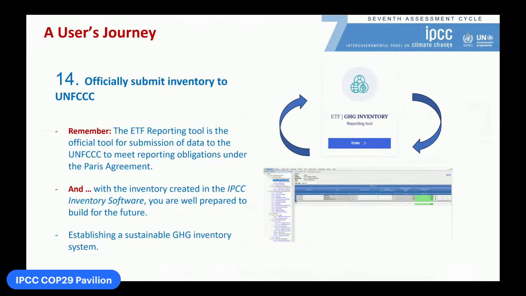You can go back and forth between the IPCC and the UNFCCC. If you've realized that you made a mistake, you just go back into the IPCC software and regenerate the JSON file. You want to make those changes in the IPCC because, as Sandra said, that is your archive and your basis for starting the next inventory.